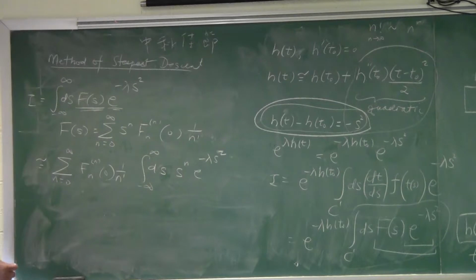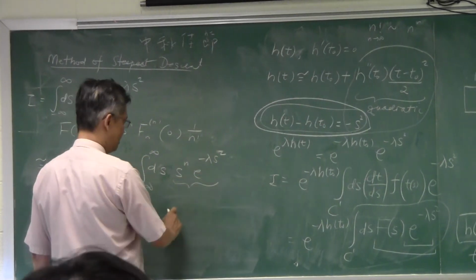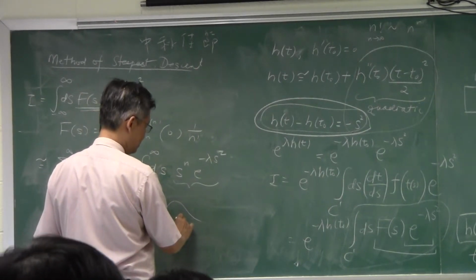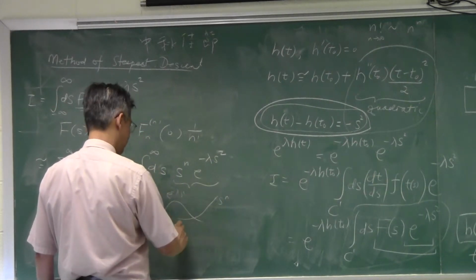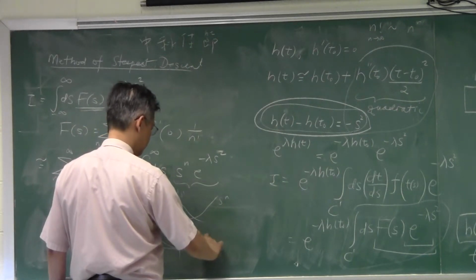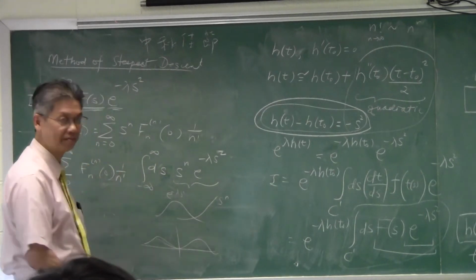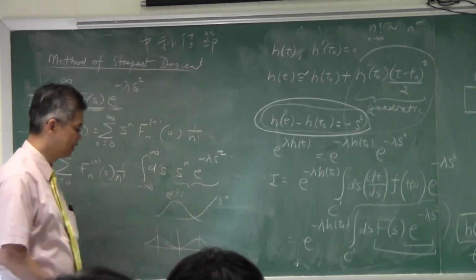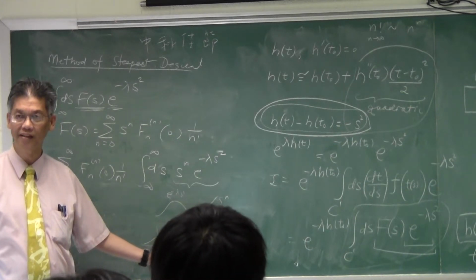And actually what happens is that if you look at this thing over here, this is s to the n e to the lambda s, right? E to the lambda s looks like this, but this thing looks like this: s to the n e to the minus lambda s squared. So in total, the whole thing looks like this. This is a product. The integrand looks something like this. As n increases, what happened to this peak? The two peaks move further and further out as n increases.